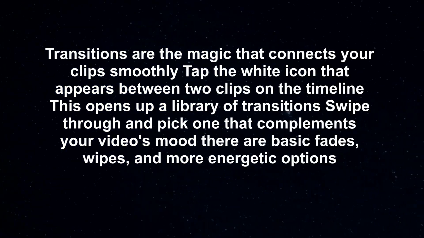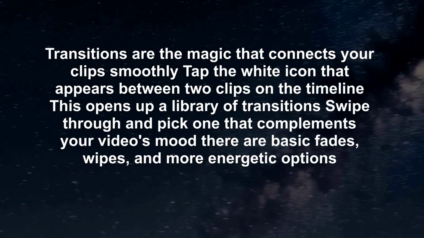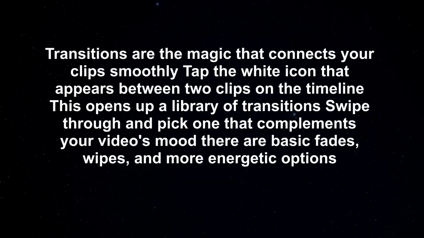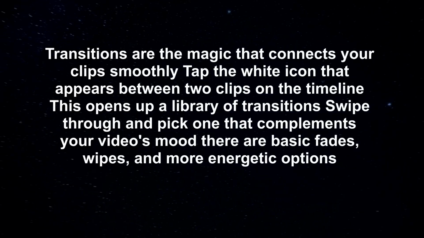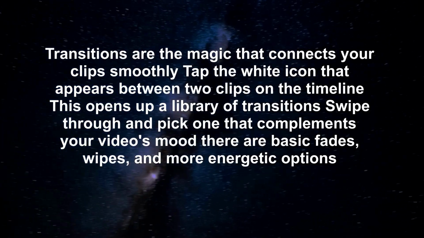Transitions are the magic that connects your clips. Smoothly tap the white icon that appears between two clips on the timeline. This opens up a library of transitions. Swipe through and pick one that complements your video's mood. There are basic fades, wipes, and more energetic options.